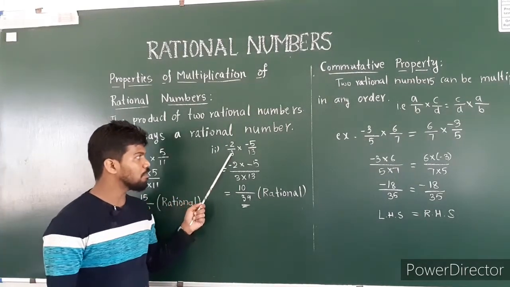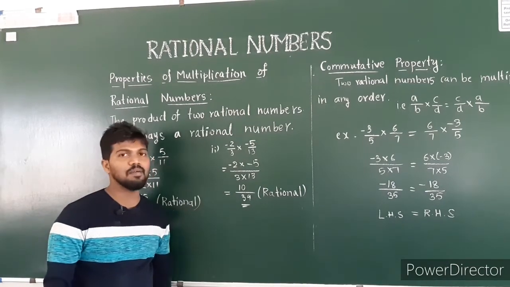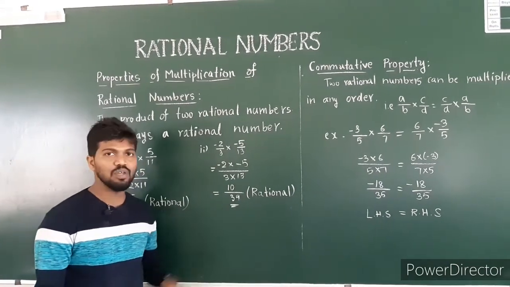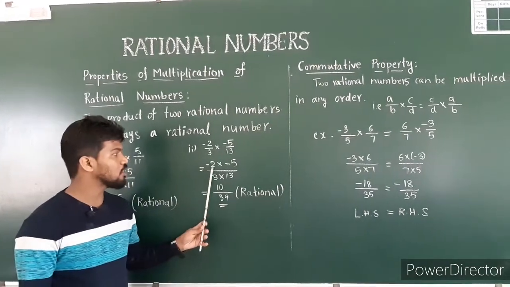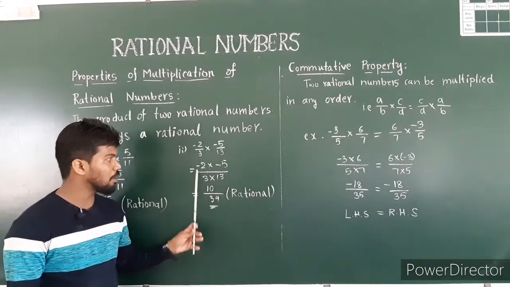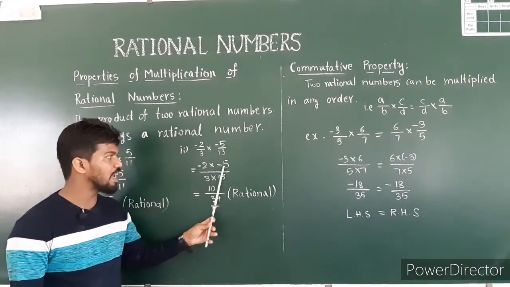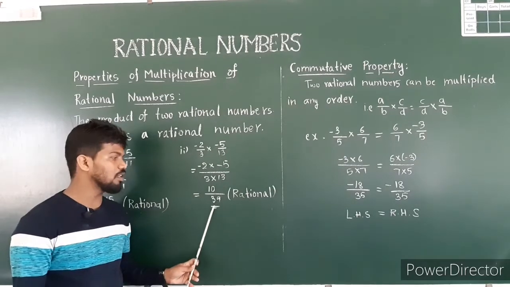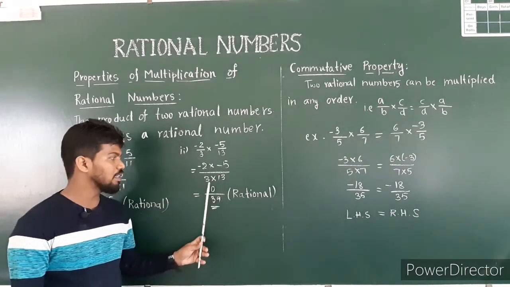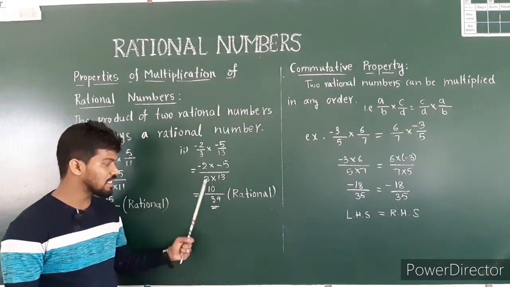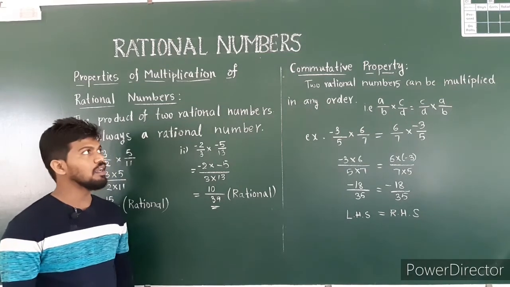Similarly, in that, minus 2 by 3 into minus 5 by 13, you take two negative rational numbers. So minus 2 into minus 5, minus into minus is plus, 2 5s are 10. 3 into 13, 13 3s are 39. So that itself is a rational number.